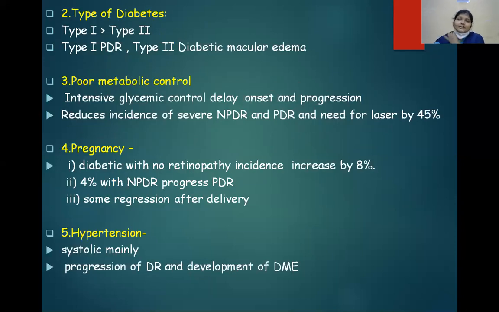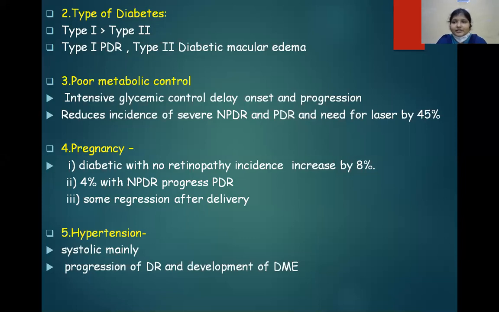The other risk factor is type of diabetes. Type 1 diabetics, because the duration of diabetes is more in them, are more prone to develop diabetic retinopathy when compared to type 2 diabetic patients. And also in type 1 diabetics, the incidence of PDR, that is proliferative diabetic retinopathy, is more common. Whereas in type 2 diabetic patients, macular edema is more common.